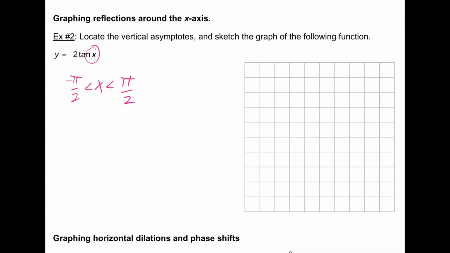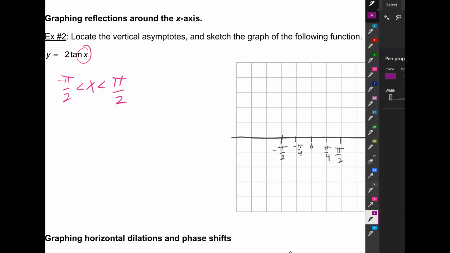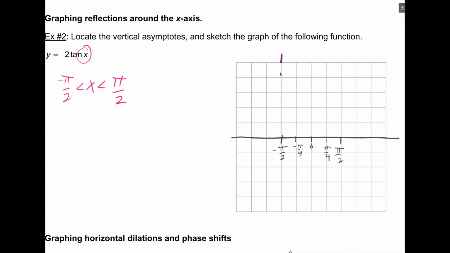Step 1, solve inequality. Step 2, graph asymptotes. Step 3, no vertical shift, so I'm just putting my little point at 0, 0. This last part is the hardest part.